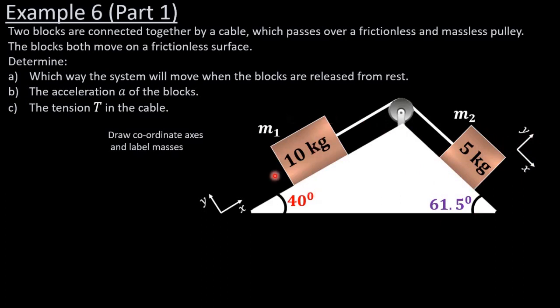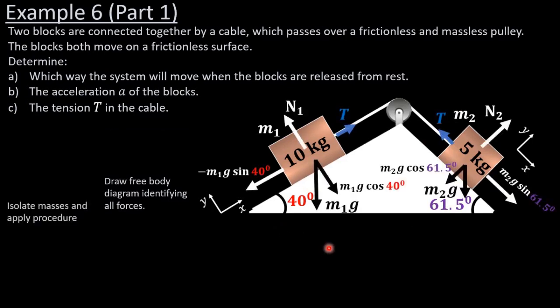So I'm going to call this mass M1, and I'm going to call this mass M2. So M1 is 10 kilograms, and M2 is 5 kilograms. So I'm going to draw in my free body diagram. Okay, there it is. So hopefully you're familiar with that by now.